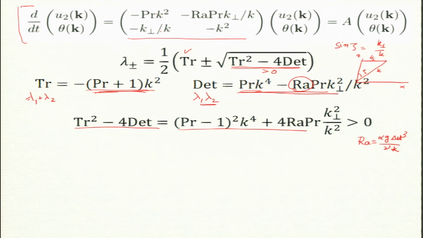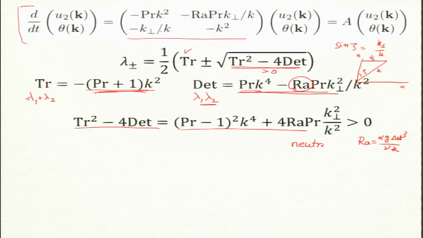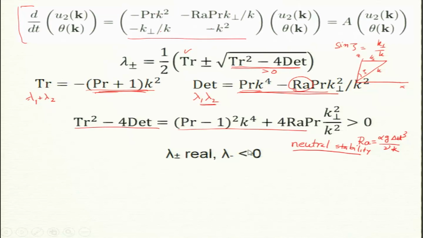So, lambda equal to 0 is a transition when the determinant is 0, and that is called neutral stability. In this situation, u2 and theta will not grow, they will just stay there, but immediately beyond Rayleigh critical, the growth will start. So, the condition I know now is easy.